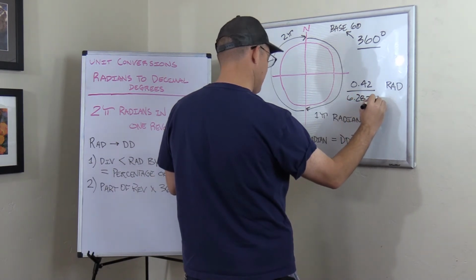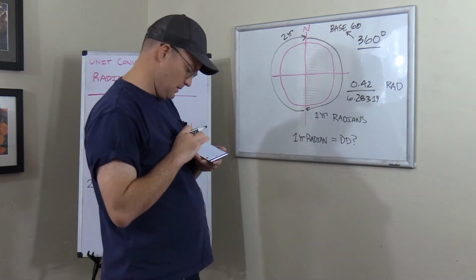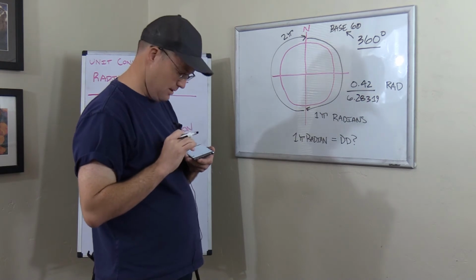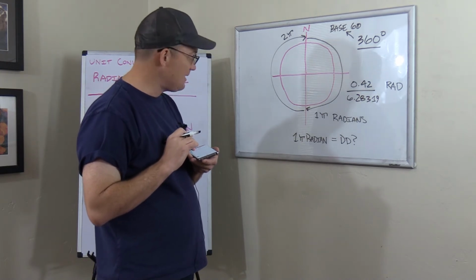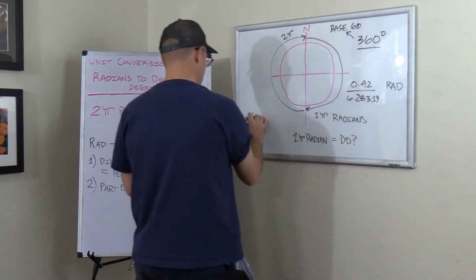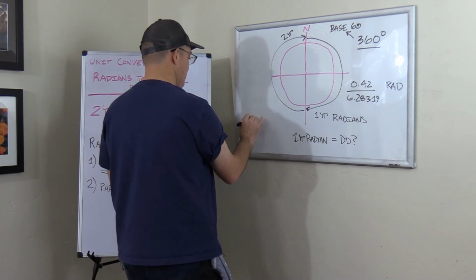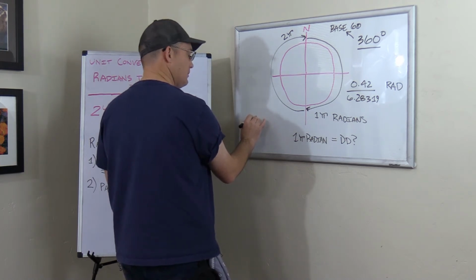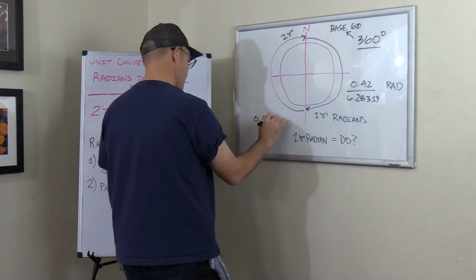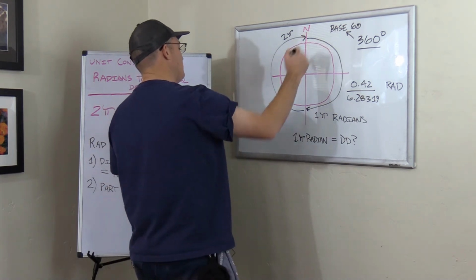6.28318. We're going to go 319. We're going to round it there. Okay. So 0.42 divided by 6.28319. Okay, so what that tells us is we've got 0.0674 revolutions of a circle. So we just have a tiny little bit.